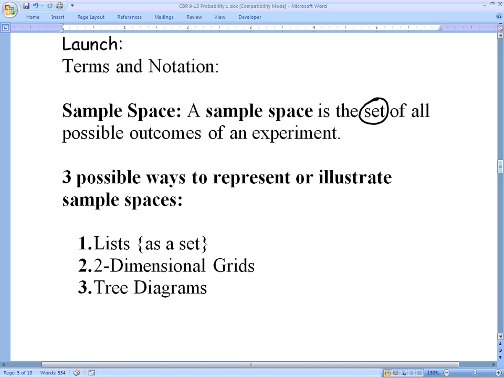3 possible ways that we do that are shown here. Lists, as a set using set notation, which is something new to many of us, where we use these little, what they're called braces, not brackets, not parentheses, but braces, and something called a two-dimensional grid or tree diagrams. The one we'll use most often is probably the tree diagram, but the other two have their purpose as well.